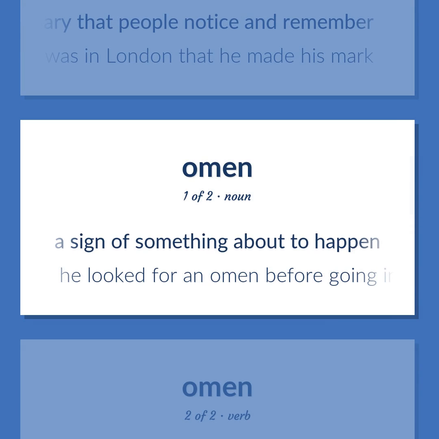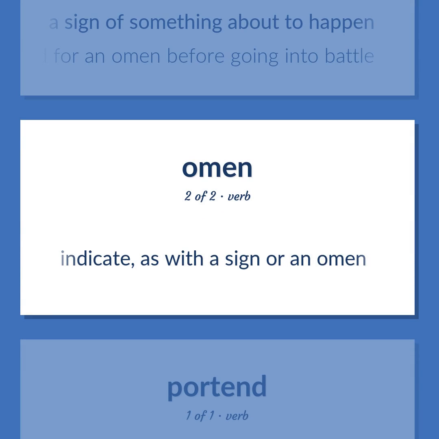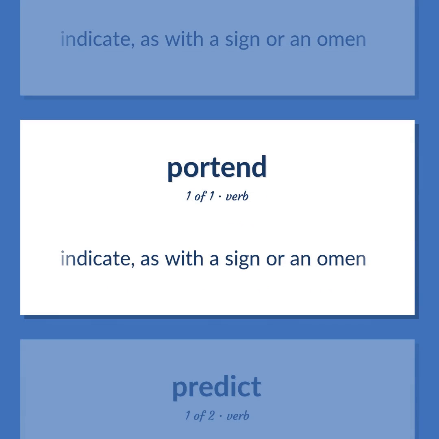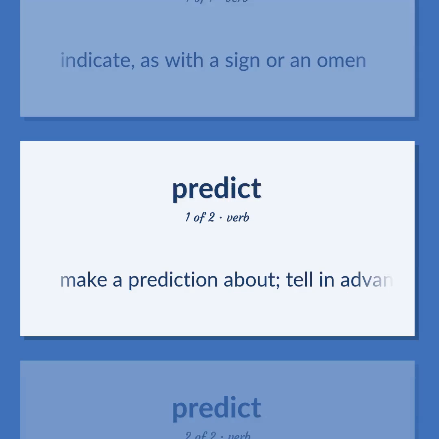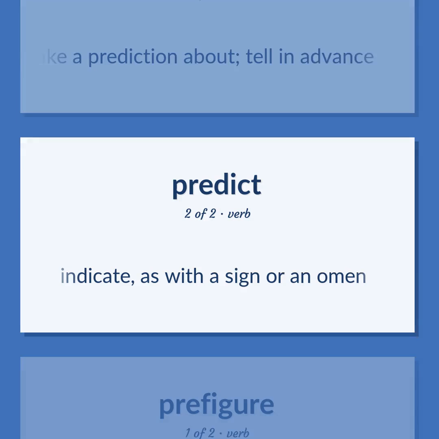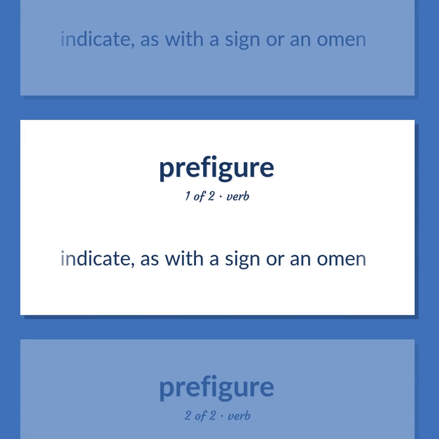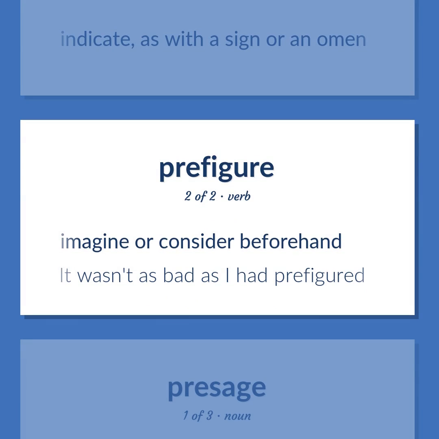A sign of something about to happen. He looked for an omen before going into battle. Indicate, as with a sign or an omen. Make a prediction about. Tell in advance. Imagine or consider beforehand. It wasn't as bad as I had prefigured.